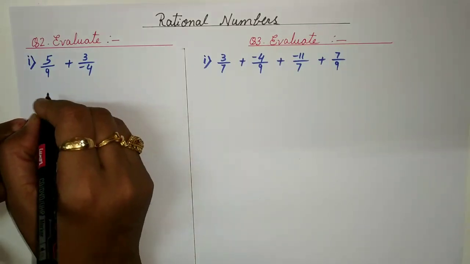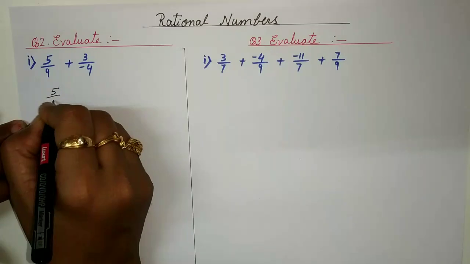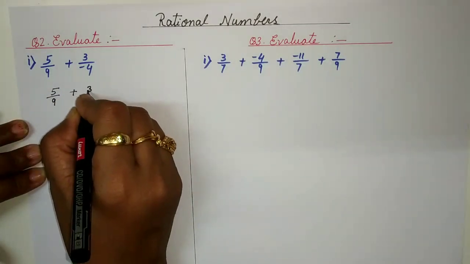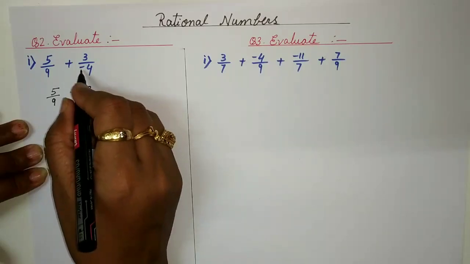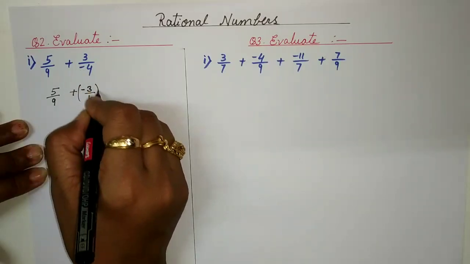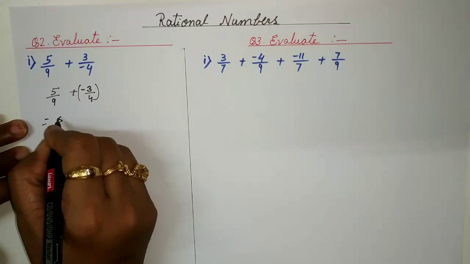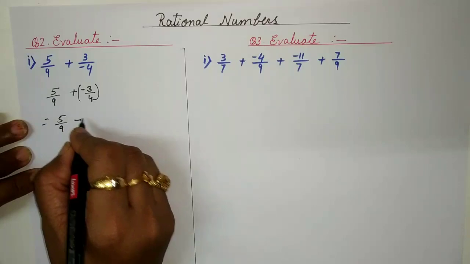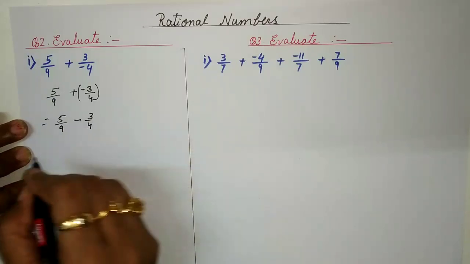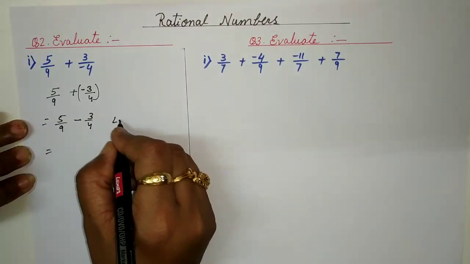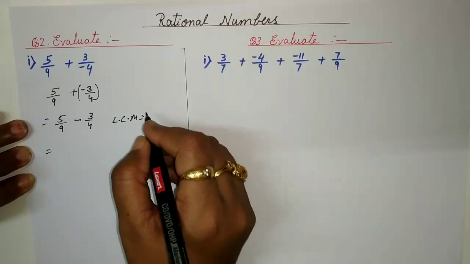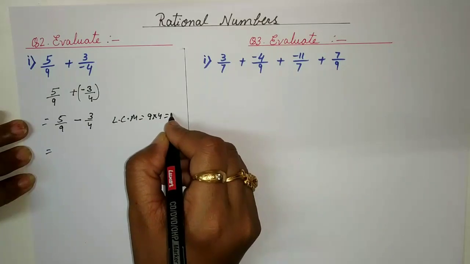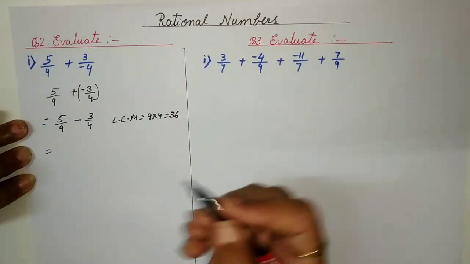So it comes to 5 by 9 plus 3 by 4, but you have a minus sign here. So let the minus sign come here. That is equal to 5 by 9 plus minus 3 by 4. Now LCM is equal to what? We don't have anything common in 9 and 4, so the LCM is 36.